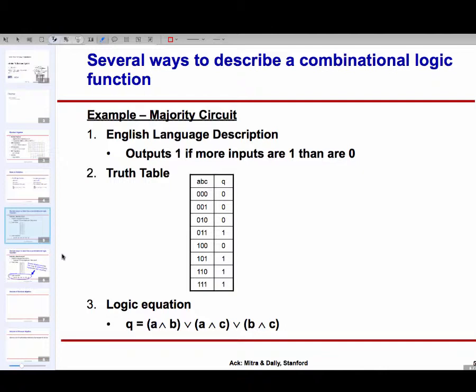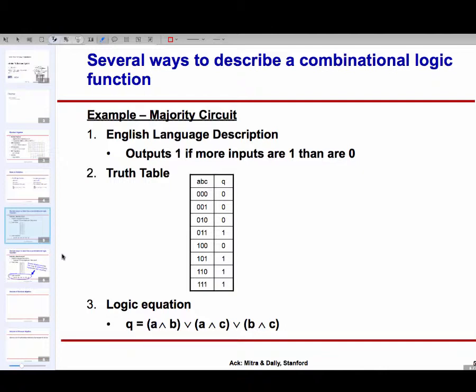So if you think about it, A and B corresponds to row number 7. A and C corresponds to row number 6. B and C corresponds to row number 4.